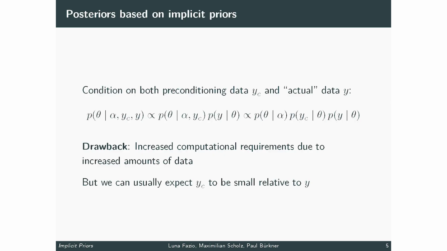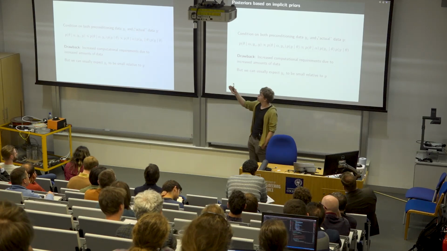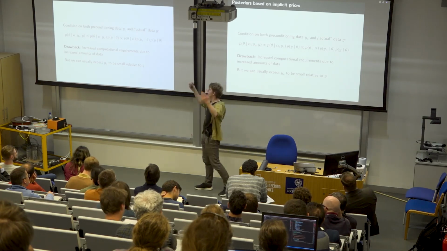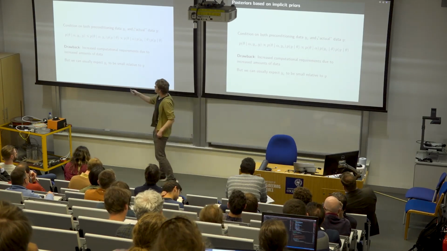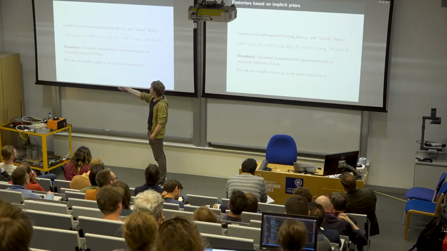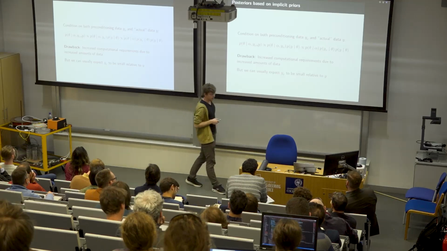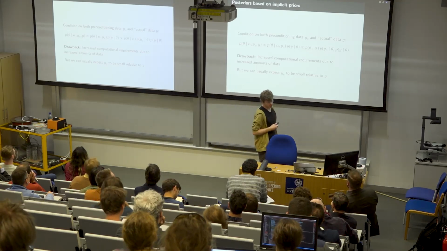Okay, so I promised you some mathematical fluff. Of course, we can look at how the posterior looks for these kinds of preconditioned priors. So suppose we are conditioned on both the preconditioning data set and our actual data set that we want to do inference on. So we have the posterior based on, I actually didn't say this, alpha, our prior hyperparameters, yc is the preconditioning data and y is the actual data.